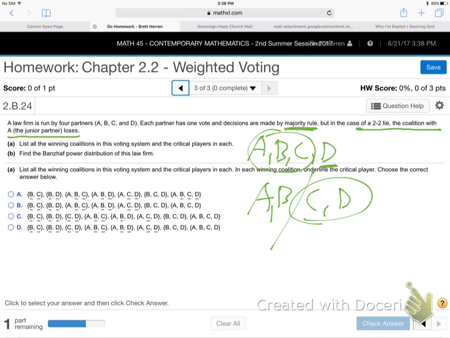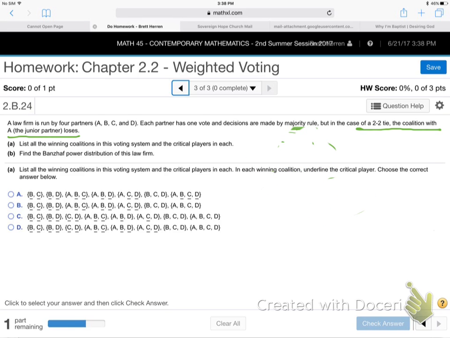All right, so with that in mind, they want us to figure out the Bonshoff power, and you know what that means. What do we got to do first to figure out Bonshoff power? List all the winning teams, huh? So that's the first step. That's always the first step. List all winning teams, coalitions. So let's list all the 4-player winning teams.